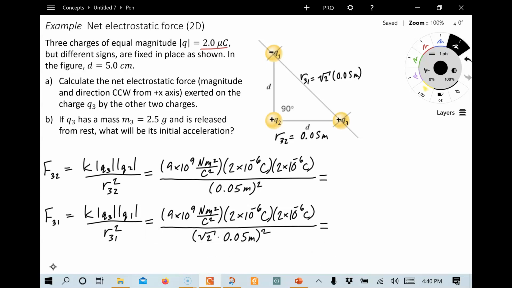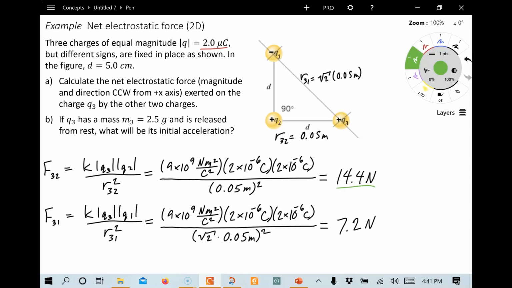And it is. We put it into our calculator and we end up getting, for the top one here, we got 14.4 newtons. And for F on 3 by 1, the further one, it's going to be reduced. It's going to be 7.2 newtons.